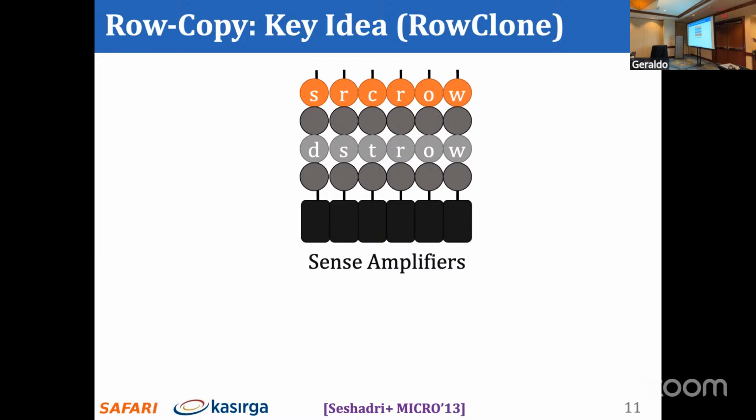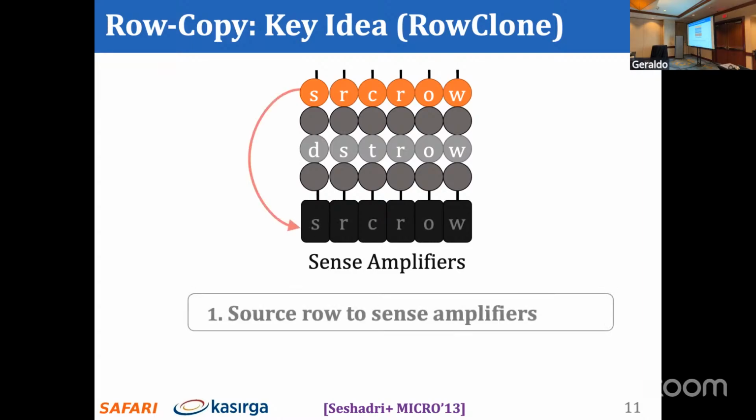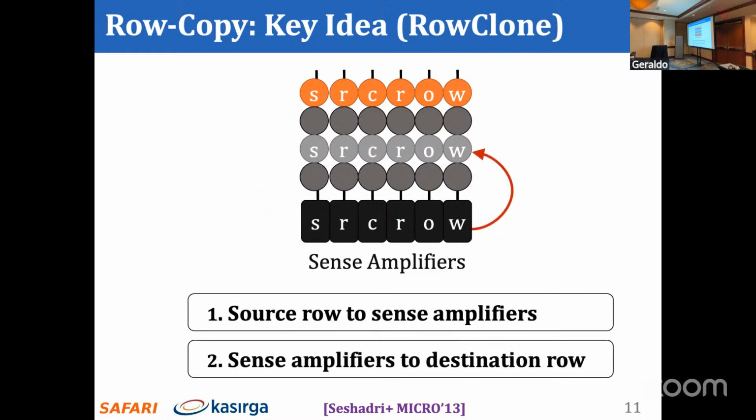So I'm just going to remind you the key idea of RowClone here. We have the source row in orange color and the destination row in gray color in the slide. We'd like to move the source row to the destination row. For that, we activate the source row, which moves the source row to the sense amplifiers or the row buffer. And then we need to move this back to the destination row. Now, the first step is already done by the standard activate command. So this is already supported by real DRAM chips. But for the second one, we'll see how we can do it without modifying the DRAM chips in the next slides.